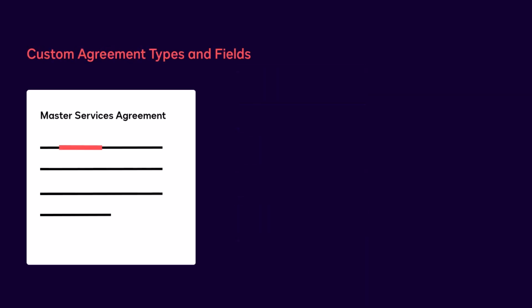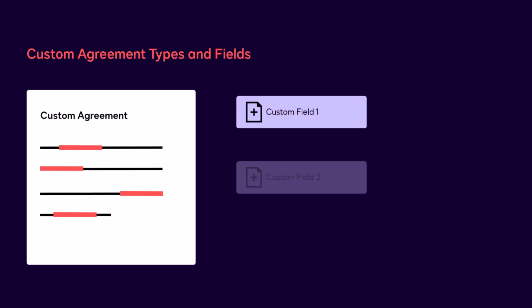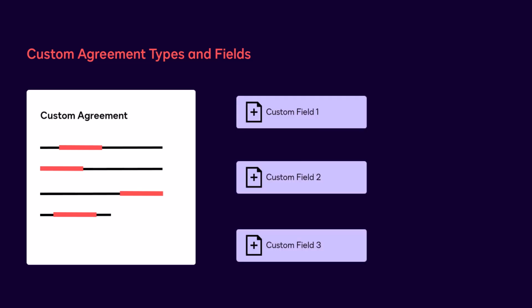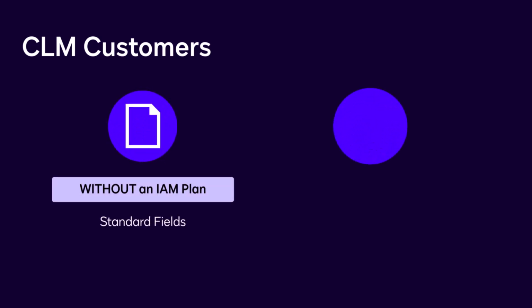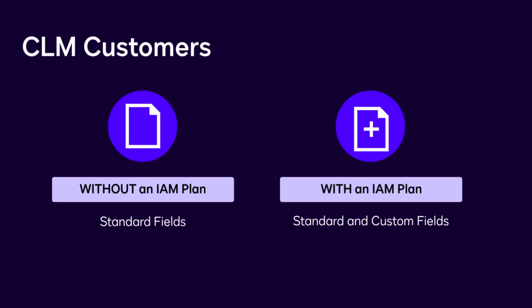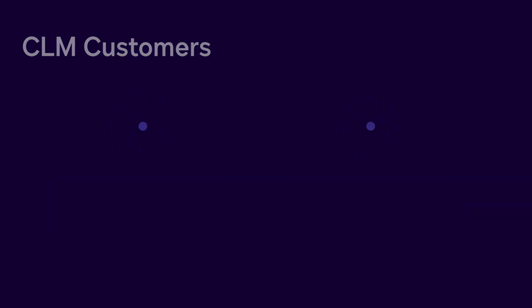If your organization needs to capture industry-specific agreement data and insights not covered by these standard fields, you can also create custom agreement types and define custom fields to meet those requirements. If you are a CLM customer without an IAM plan, the standard extraction fields are available. Customers with an IAM plan have access to both standard and custom extraction fields that are set up in Navigator.